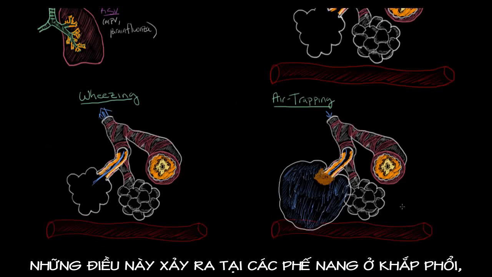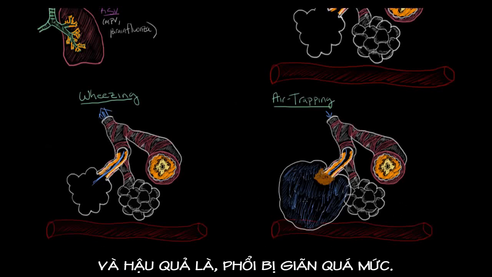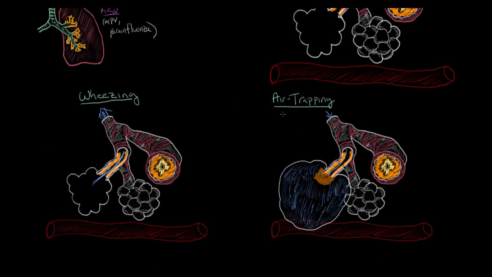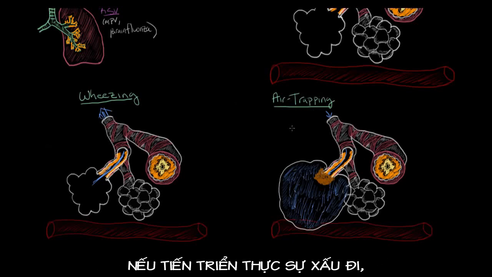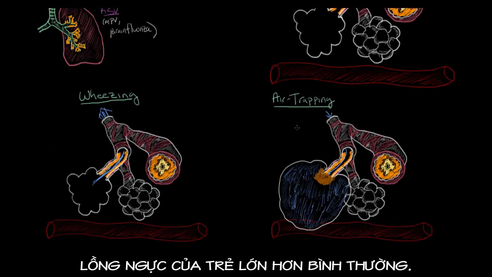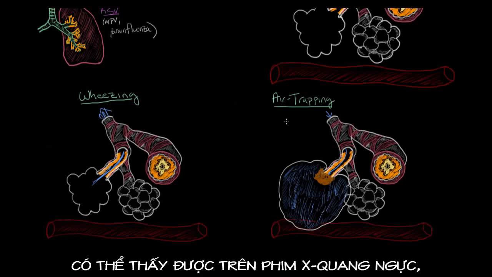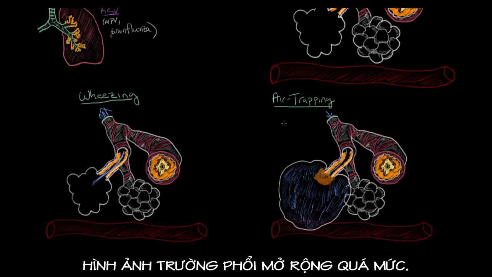And this happens in alveoli all over the lungs, and as a result, the lungs become hyperexpanded. And this phenomenon is known as air trapping. And if it gets really bad, it can actually present as a physical exam finding in that the child's chest appears larger than it normally would, and it's also visible on chest x-rays in the form of hyperexpanded lung fields.